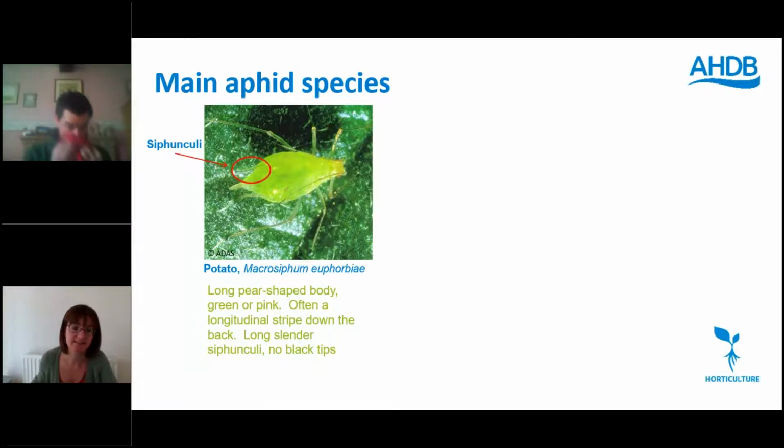Now, similar to other aphids, these will form colonies in the shoot tips and cause distortion. And we tend to see this one on dianthus, dahlia, pelargonium and fuchsia as quite common hosts of the potato aphid.